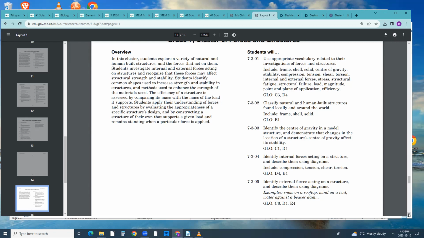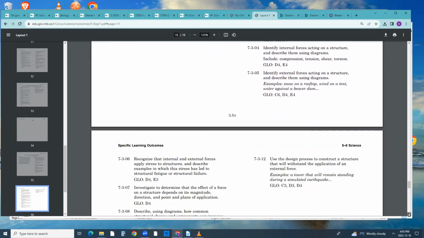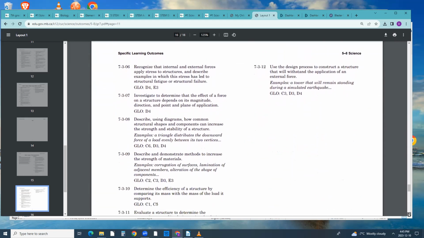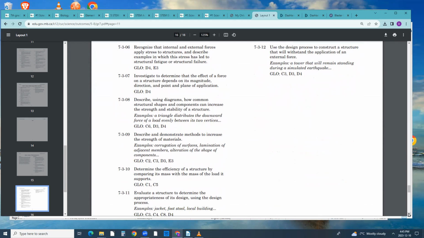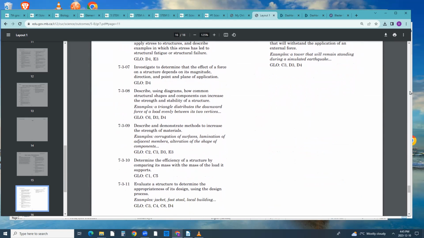Identify external forces acting on a structure, and describe them using diagrams. Examples: snow on a rooftop, wind on a tent, water against a beaver dam. Specific learning outcomes 5 to 8 science. Recognize that internal and external forces apply stress to structures, and describe examples in which this stress has led to structural fatigue or structural failure.